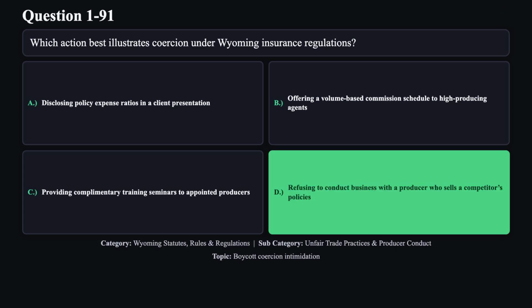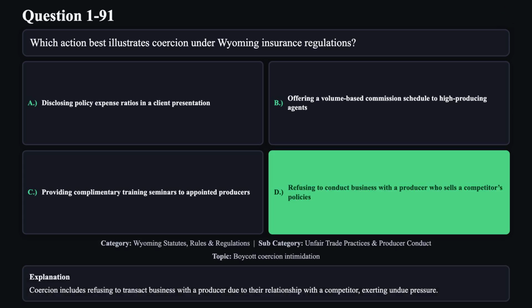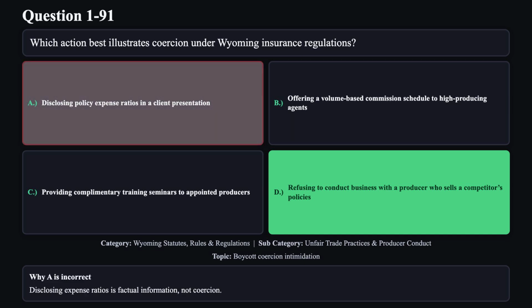The correct answer is D. Coercion includes refusing to transact business with a producer due to their relationship with a competitor, exerting undue pressure. Reason A is not correct. Disclosing expense ratios is factual information, not coercion.